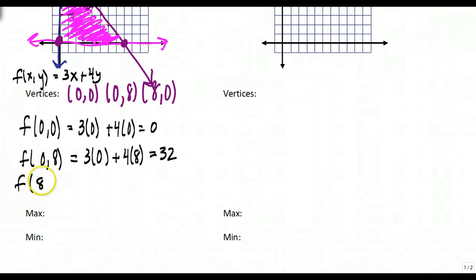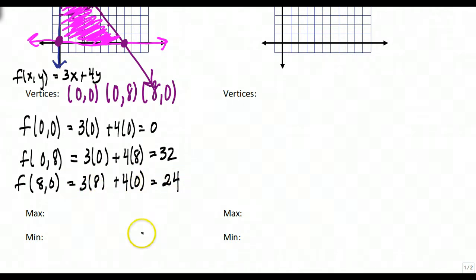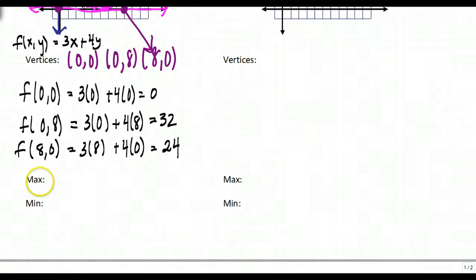And the last one is f of (8, 0). So that means x is 8, and now y is 0. 3 times 8 is 24, plus 0 is 24. So you have to evaluate your function at each one of your vertices, because that's how you're going to get your maximum and your minimum.